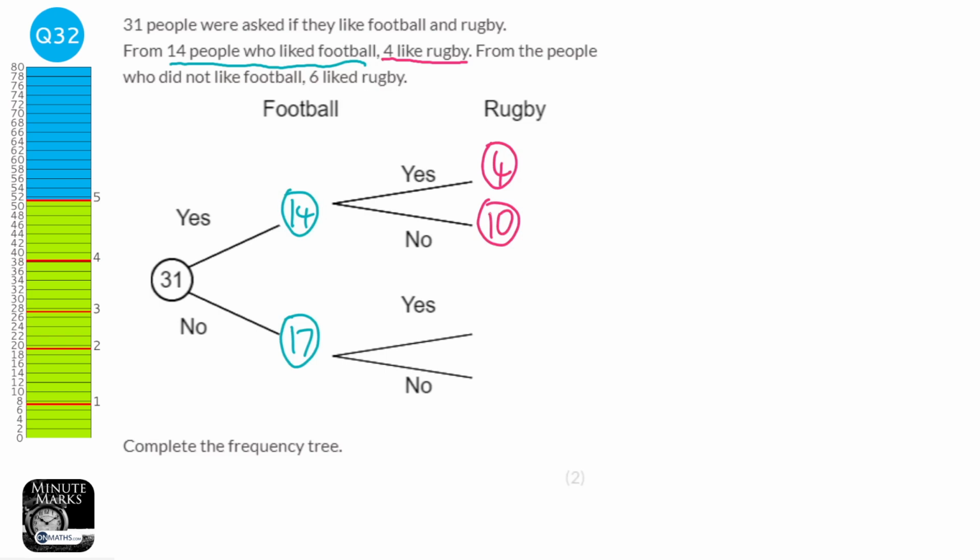But what about the bottom section? This part here. We've got 17 who didn't like football. Well, it says from the people who did not like football, 6 liked rugby. So we've got 6 there, and that must mean that we've got 11 who did not like rugby.